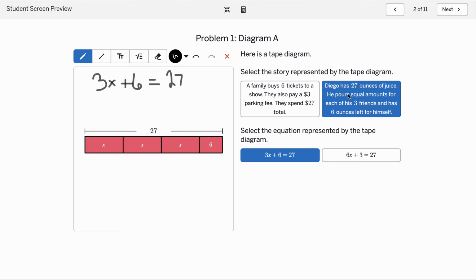So then my only option has to be this one. Diego has 27 ounces of juice. He pours equal amounts for each of his 3 friends, 1, 2, 3, and has 6 ounces left for himself. So that means that that one is representing this one.